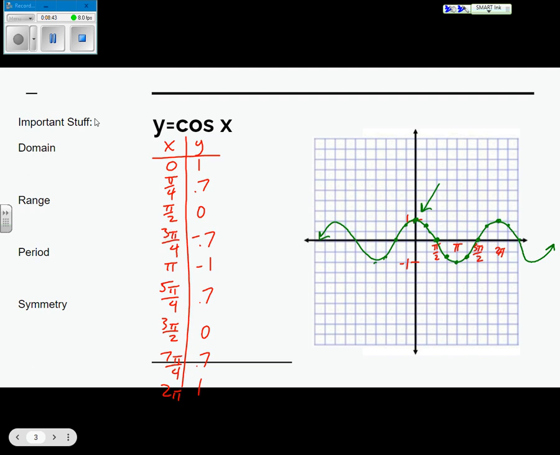Great news, not a lot is changing on this. My domain's still going from negative infinity to infinity. Range is still going to be from negative 1 to 1. The first period of this is going to, let's see, I completed half a hill, a valley, and the other half of the hill. Good news, the period is going to stay the same. The symmetry is going to be a little different. And again, don't get hung up on the symmetry. But the idea of the symmetry on this one is that if it looks at itself in the y-axis, we've got a mirror image going left and right. We call that an even symmetry, or symmetric in the y-axis.